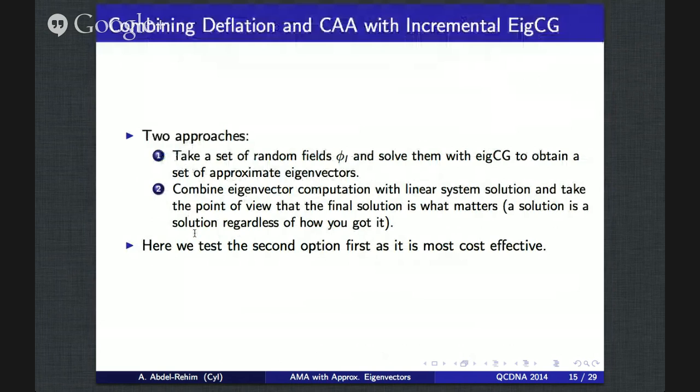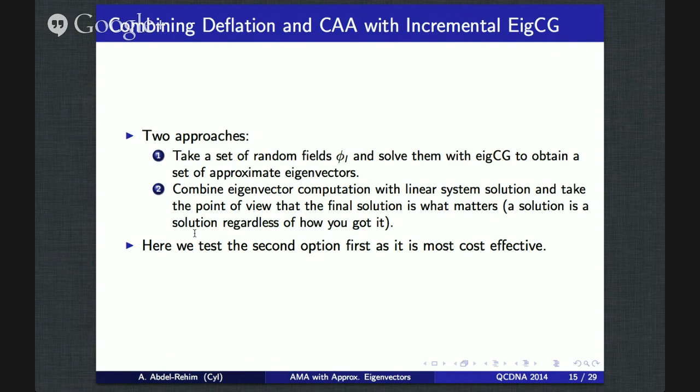In this talk, like I said, I will focus on incremental EigCG. The first approach, of course, if you want to avoid the bias, is to do the computation of these eigenvectors separately in EigCG as well. So I will start the calculation, take some random initial guesses that have nothing to do with my source locations, do some of them, collect some approximate eigenvectors, and then do the rest of the calculation.